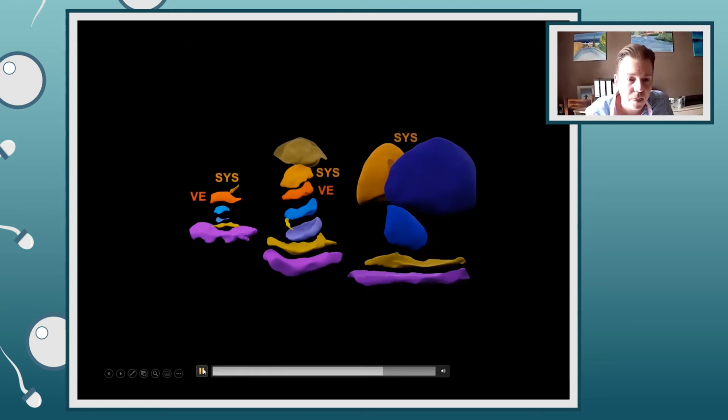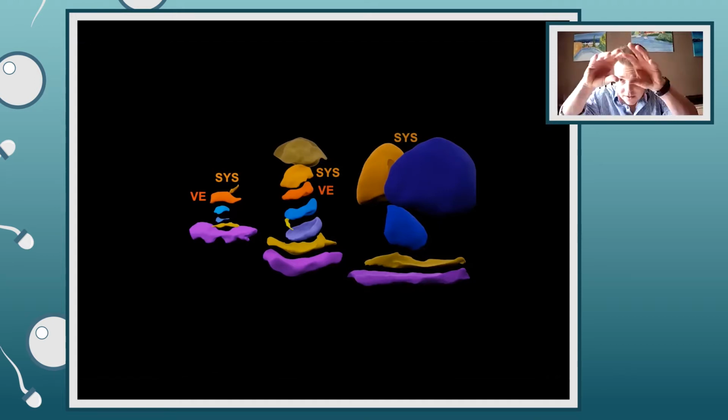Then we have, on top of the embryonic disc, the visceral endoderm. And the visceral endoderm is very critical. It orchestrates gastrulation, it orchestrates embryogenesis, it patterns the embryo. It's a very important extraembryonic lineage.